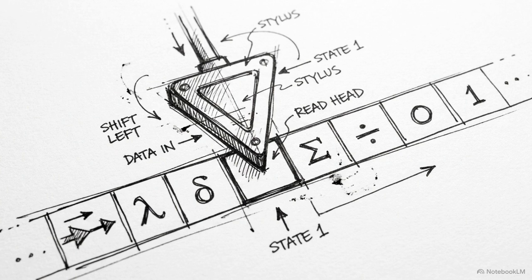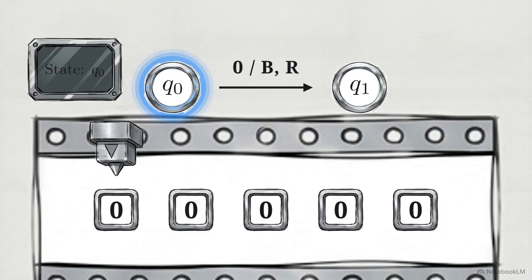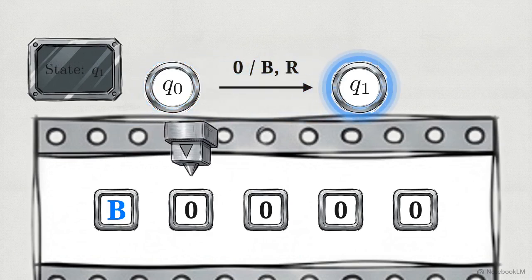symbols on a tape. Starting at state Q0, the machine reads the first 0 and replaces it with a blank B before moving right. This B acts as a physical left wall. When the machine rewinds for another pass, this marker signals exactly where the tape begins.